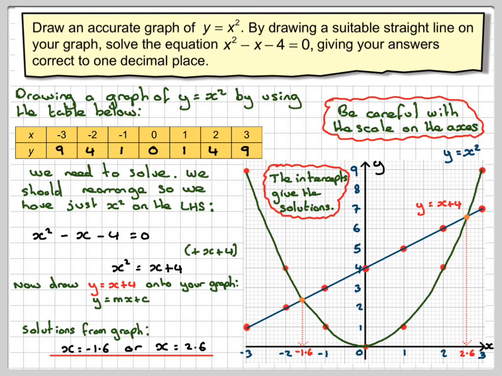So the solutions from the graph are going to be x is equal to minus 1.6 or 2.6, correct to one decimal place. So this has been a video to show you how to use a graph of y is equal to x squared and drawing a suitable straight line graph to solve a more complicated quadratic equation. I hope you've understood, and I thank you very much for watching.